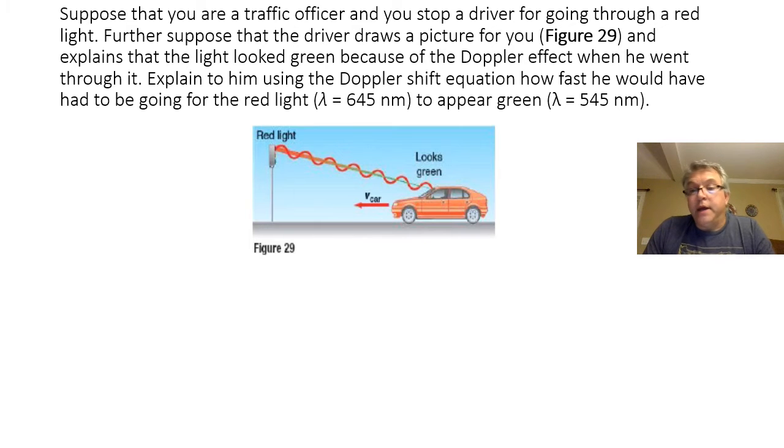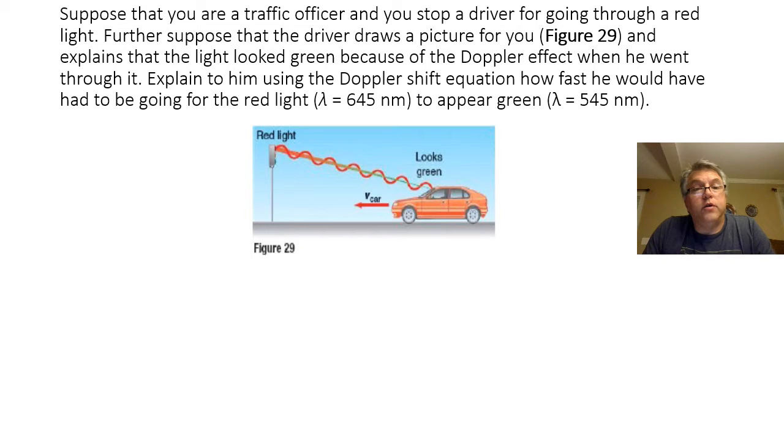Hello everybody. In this video we are going to look at the solution to the Physics 1 electromagnetic spectrum due right now, number 3. The problem says, suppose you are a traffic officer and you stop a driver for going through a red light. Further, suppose that the driver draws a picture for you and explains that the light looked green because of the Doppler effect when he went through it.